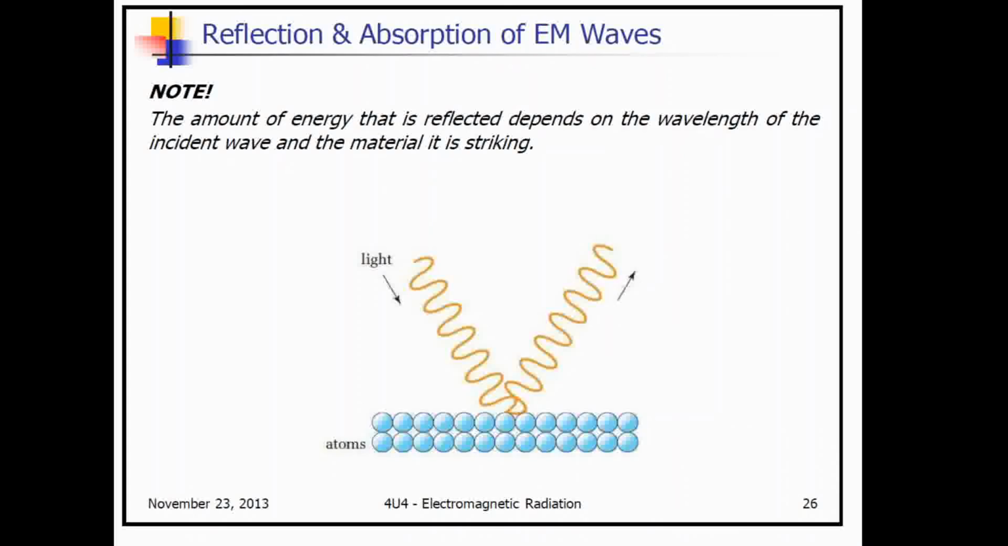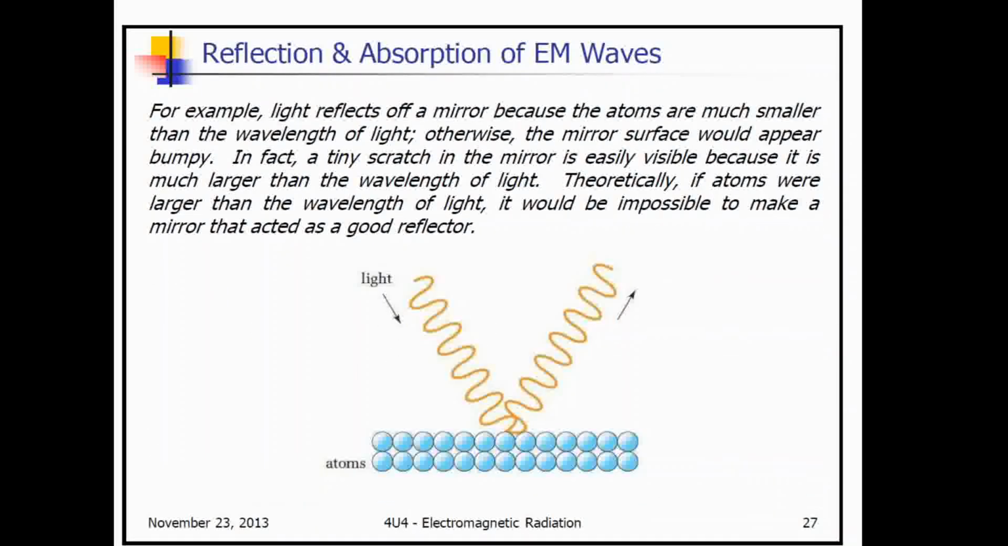With light, the atoms need to be tightly packed together in order for there to be a reflection. Because if the atoms were not as tightly packed together, the light would slip through because of the very small wavelength of light. So it says here, at the last sentence, theoretically, if atoms were larger than the wavelength of light, it would be impossible to make a mirror that acted as a good reflector. So if the atoms were larger than the wavelength of light, we would never be able to have the light bounce off the atoms.